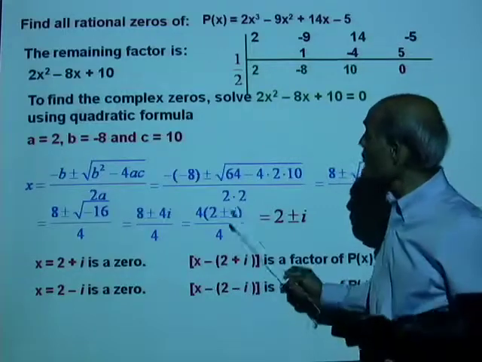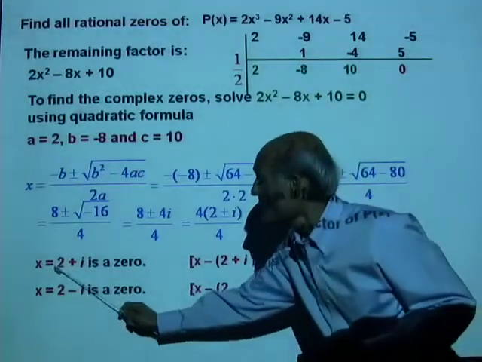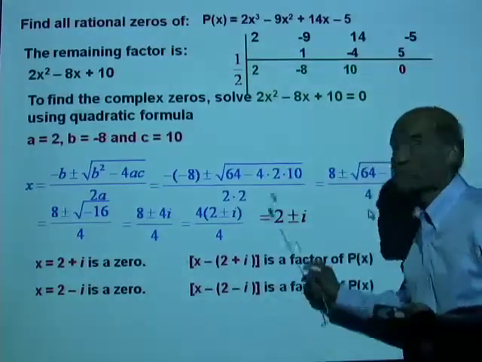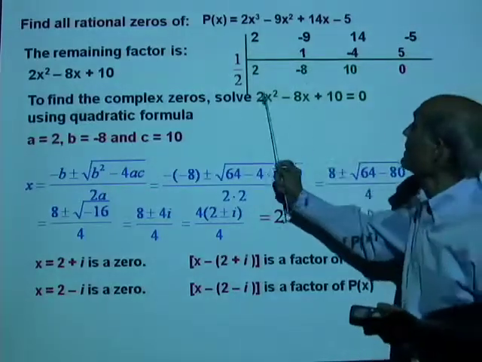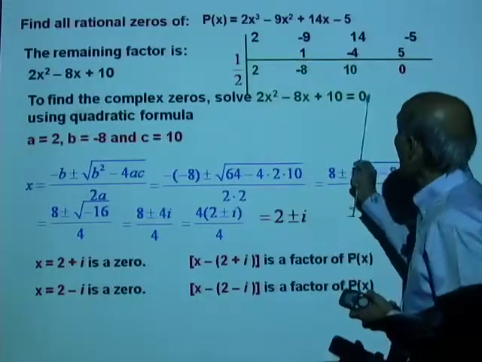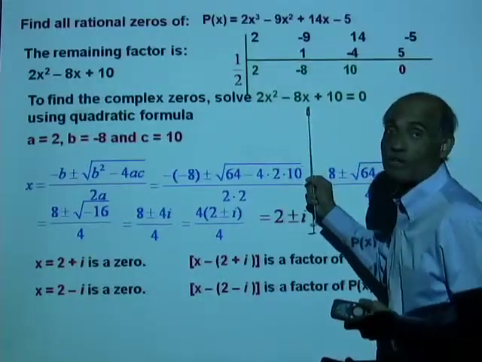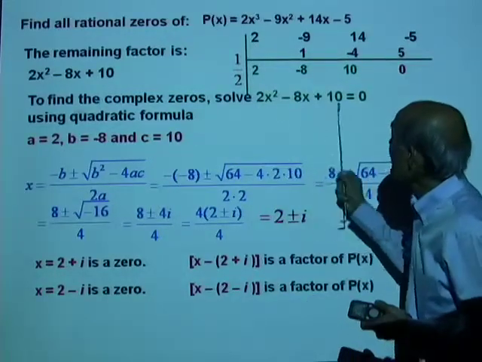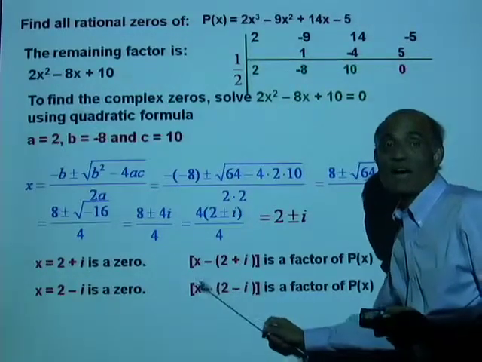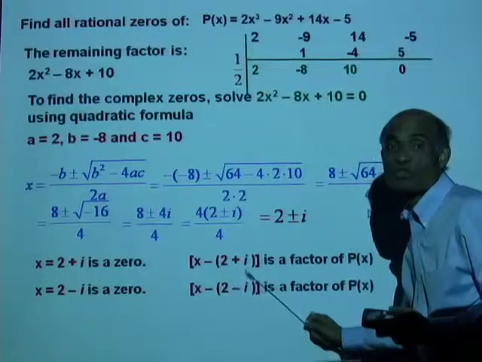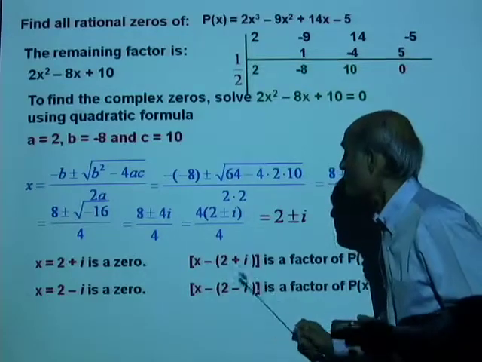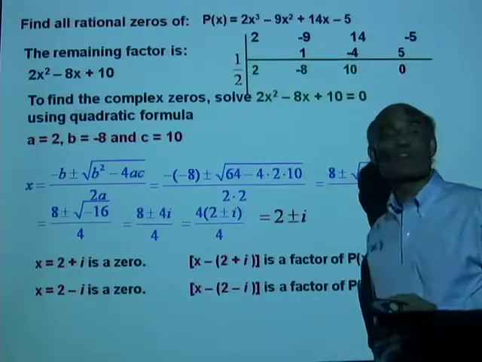Alright? That means if you multiply these two factors, this is a factor of this polynomial. Remember, the zeros 2 plus i and 2 minus i are for this part of the polynomial. And that means this can be factored as x minus the quantity 2 plus i times x minus the quantity 2 minus i. So this can now be written as x minus 2 plus i times x minus 2 minus i.